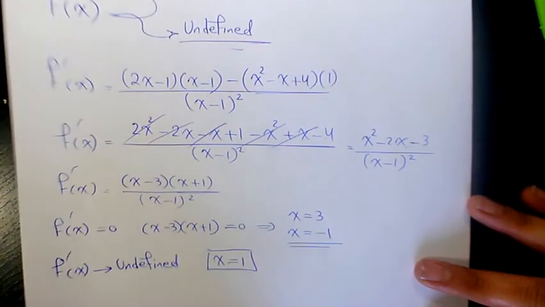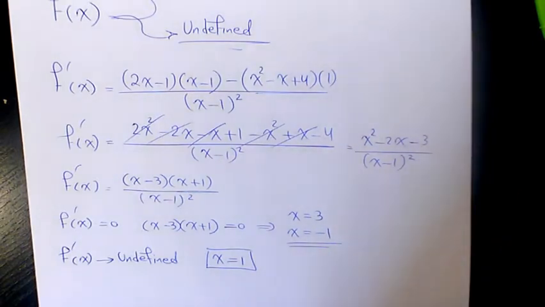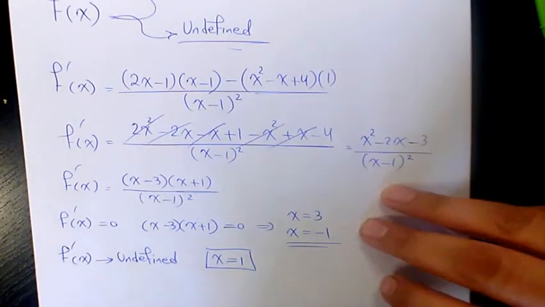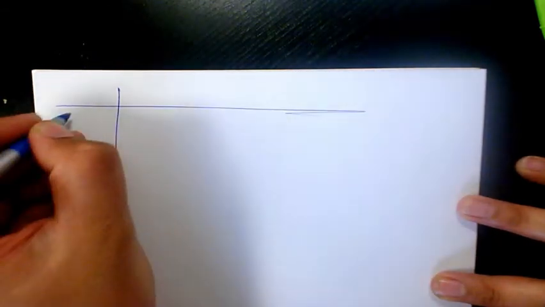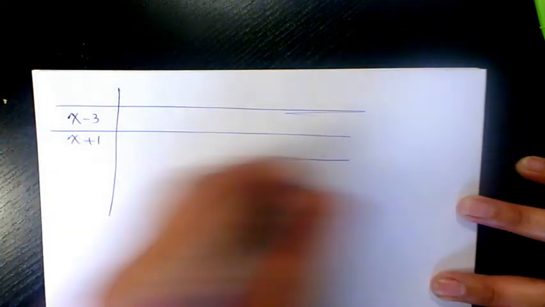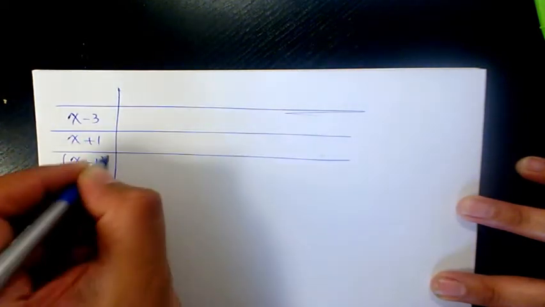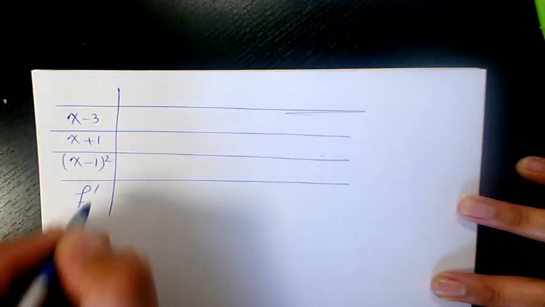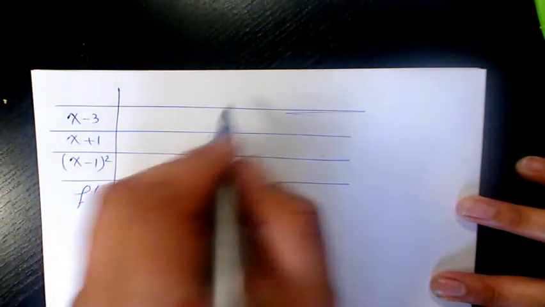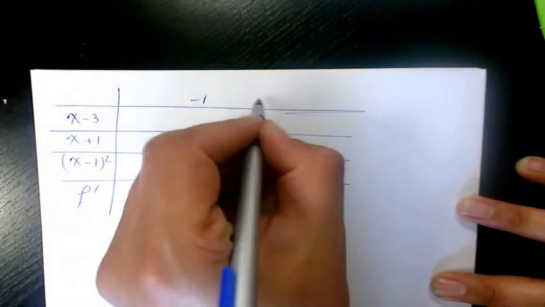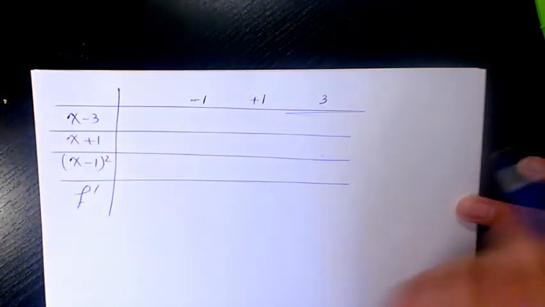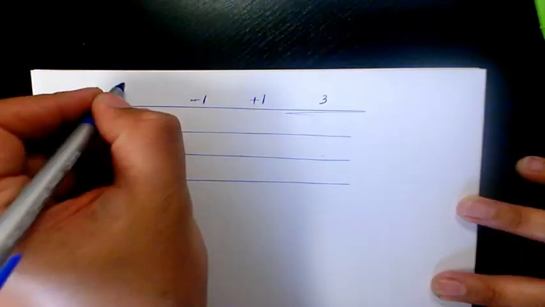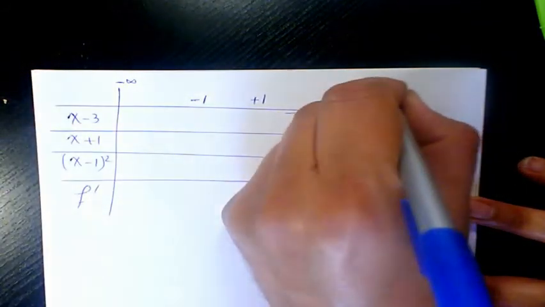Now let's see if any of them is a local minimum, local maximum, or neither. So we're going to have a table. x minus 3, x plus 1, x minus 1 squared. And here we have f prime. So the numbers are going to be negative 1, 1, and 3. These are all three critical points we got. And here negative infinity, here we have positive infinity.